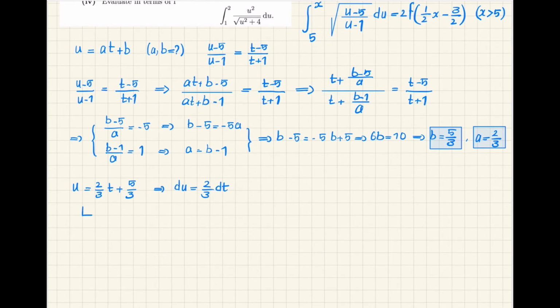Okay, so from here t becomes equal to (u minus 5 over 3) divided by 2/3. Yes? So if I simplify this, then t becomes 3 over 2 u minus 5 over 2. Okay? But now I know that u goes from 5 to x. Let us find the limits of t.